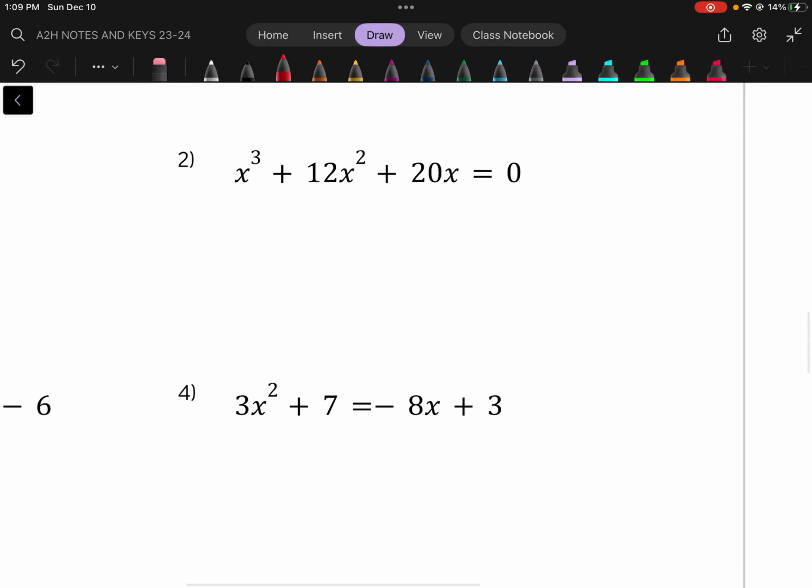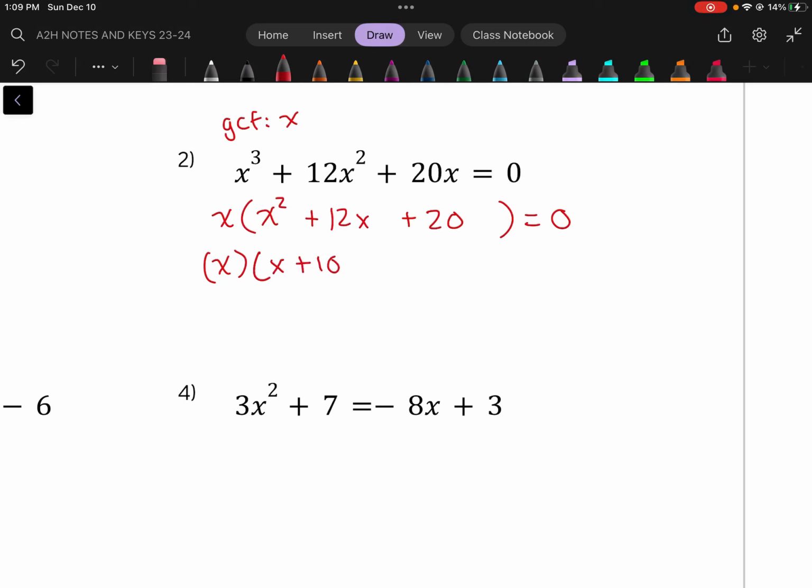All right. Good news here, this is already set equal to 0, but something really important is happening here. We have a GCF. The GCF is x. That's a really important step. That x is a factor, the greatest common factor, and it's also a factor that can be 0. If you want to put parentheses around it, you can. You don't have to. The rest will factor to x plus 10, x plus 2.